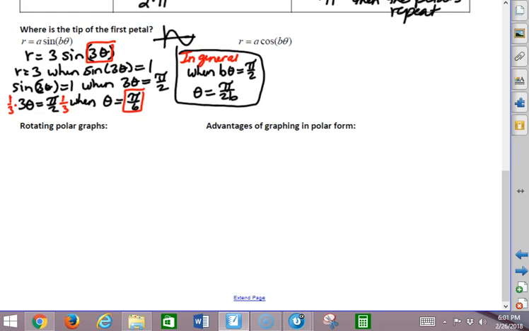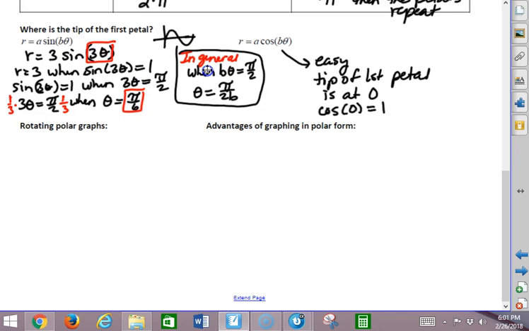Now for cosine, easy. The tip of the first petal is at 0, because cosine of 0 equals 1. So it doesn't matter what b is, as long as theta is 0. So b times 0 is always 0. So whatever b is, it doesn't matter. We're always going to see the tip of the first petal at 0.